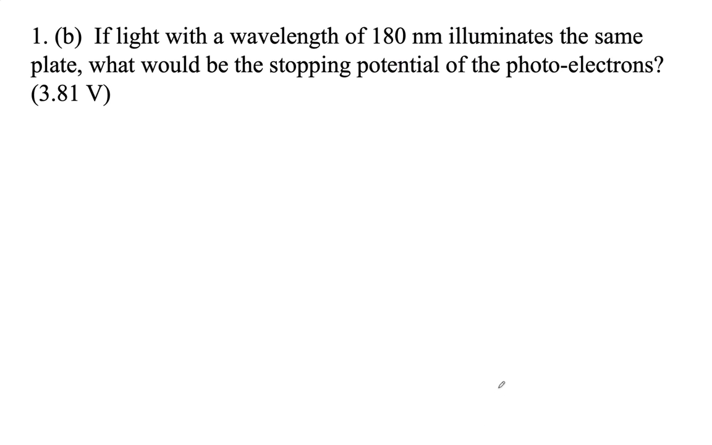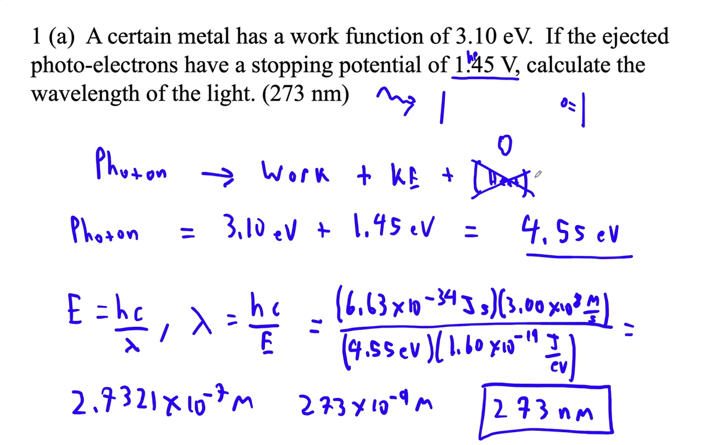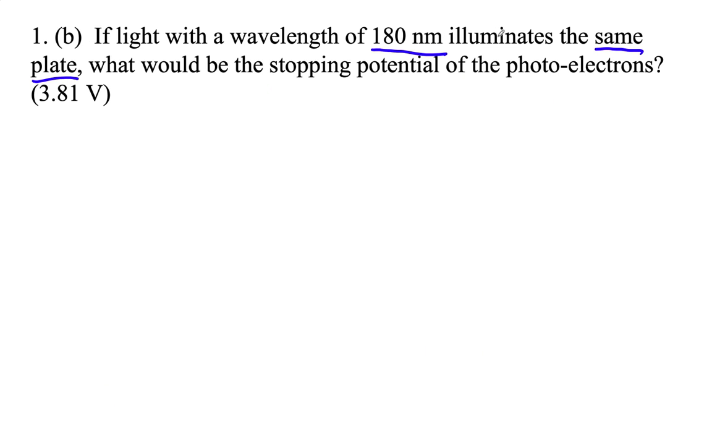Okay, so this is the same question, only now we've got light with a little more energy. It's got a shorter wavelength. And now it says the same plate. All that means is that we're going to use the same work function. So what was that work function? 3.10 electron volts. So we know our work function. 3.10 electron volts, okay.